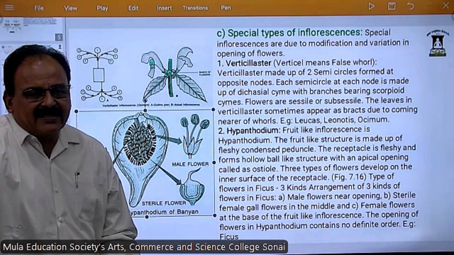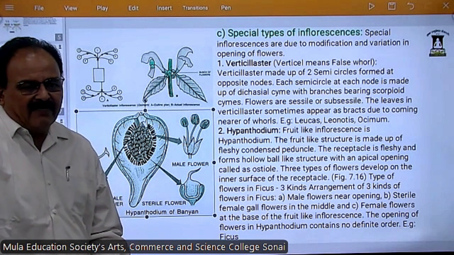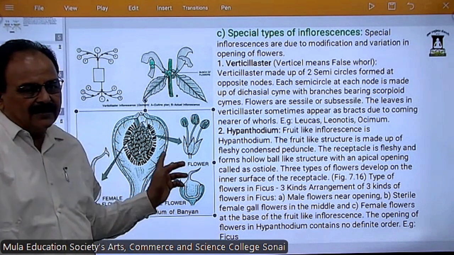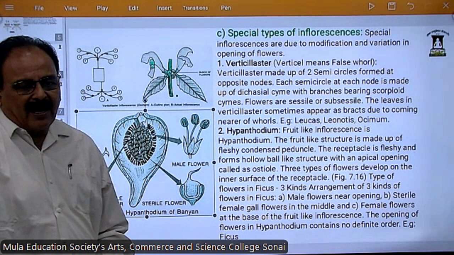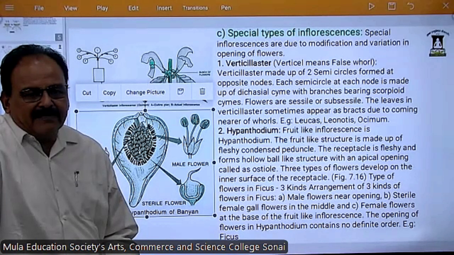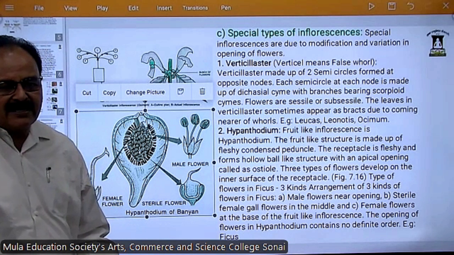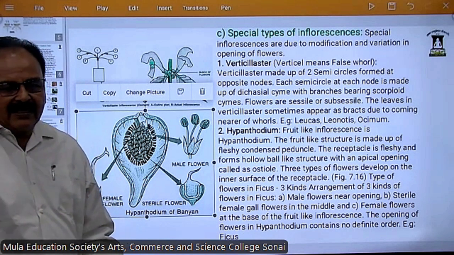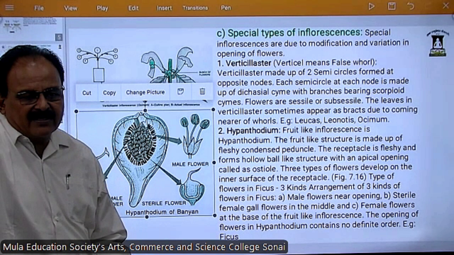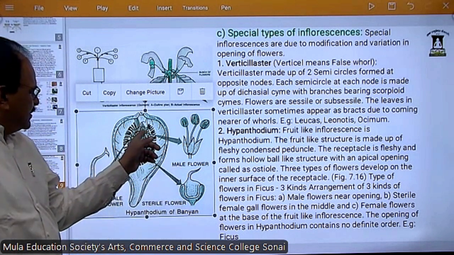The fruit-like structure is made up of a fleshy condensed peduncle. The receptacle is fleshy and forms a hollow ball like this, with an apical opening called an ostiole. This one is an ostiole. Three types of flowers develop on the inner surface of the receptacle. The arrangement of three kinds of flowers in Ficus: first, male flowers near the opening. These are male flowers.